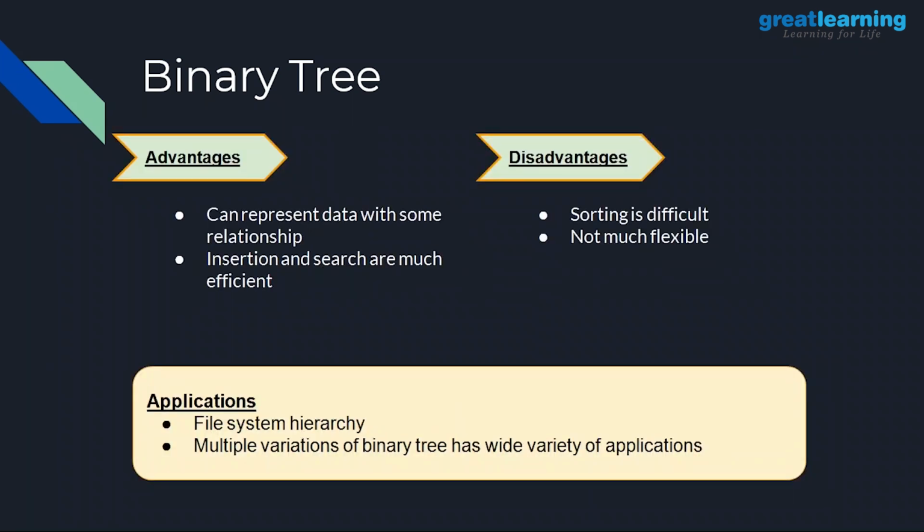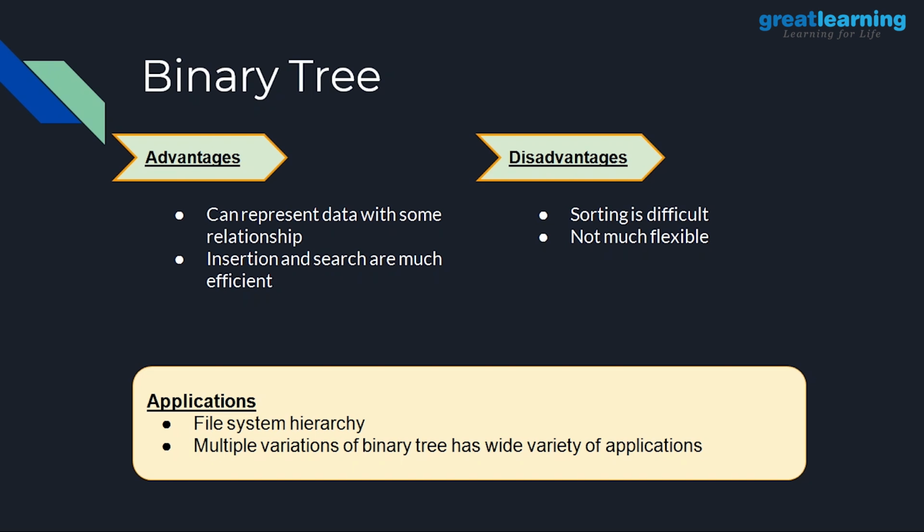First, we will talk about some advantages and disadvantages. So the advantage is that we can represent data with some relationship, right? There is a relationship between nodes. And if we're trying to insert or search an element, it is much more efficient. Okay. Now, what are the disadvantages? Sorting is very difficult if we try to sort these binary trees. Okay. Not much flexible. We will talk about it in this session as well, some binary trees which are much more flexible than binary tree.